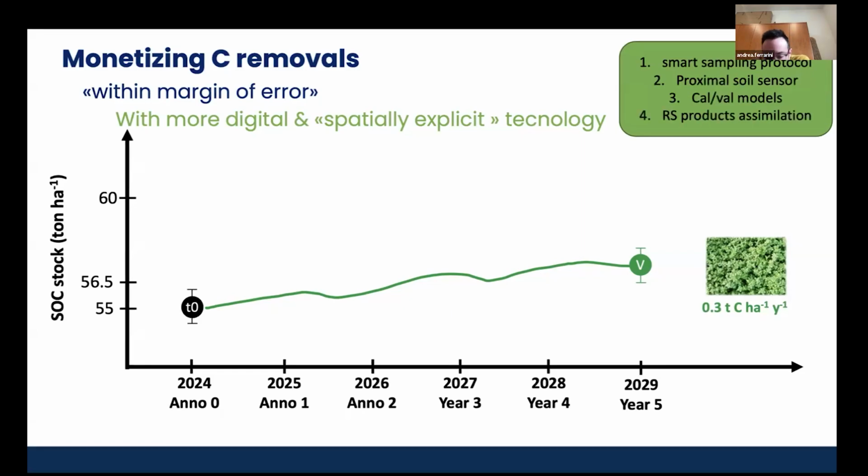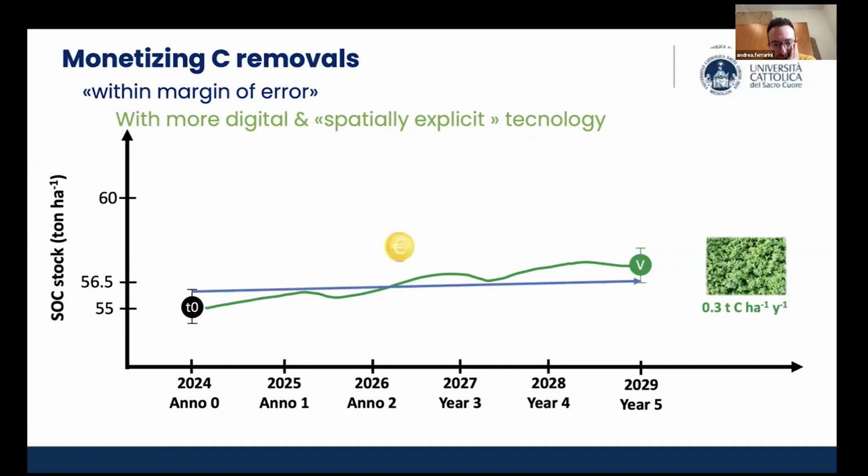We need this not just for the farm activity data, but also for the yield of the crops, because we need to know how much carbon input is entering the soil. We definitely need to assimilate as much as possible calibrated and validated remote sensing products, for many, many other reasons. If we do so, we can start monetizing our carbon certificates better, within the margin of error.